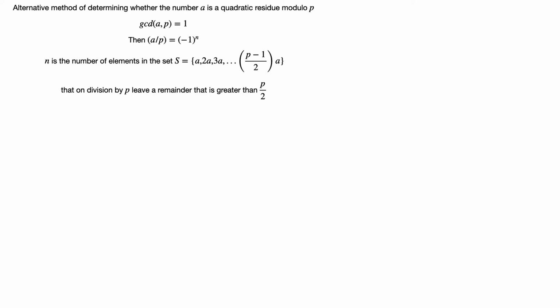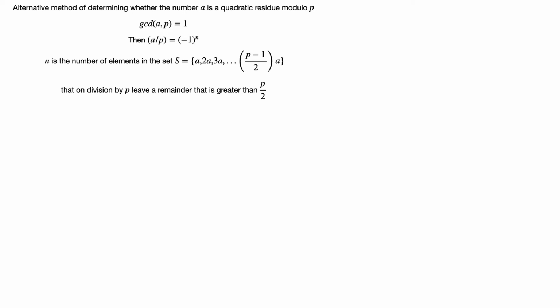Here is the statement. Let p be an odd prime and let the GCD of a and p be 1. Then the Legendre symbol (a/p) equals (-1)^n, where n is the number of elements in the set S = {a, 2a, 3a, and so on all the way up to ((p-1)/2)a} that on division by p leave a remainder that is greater than p/2.